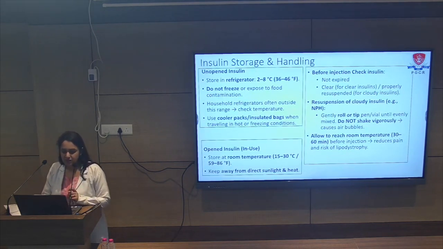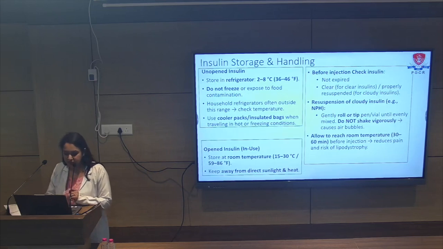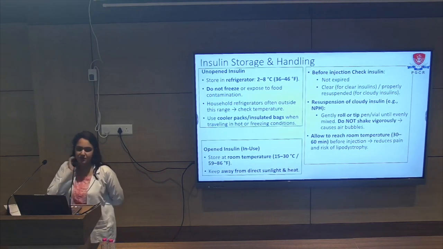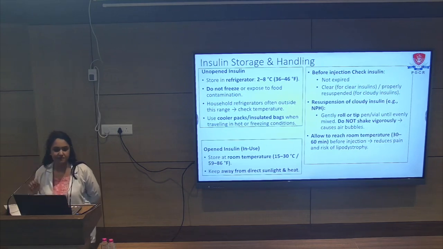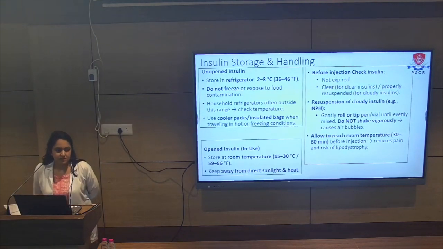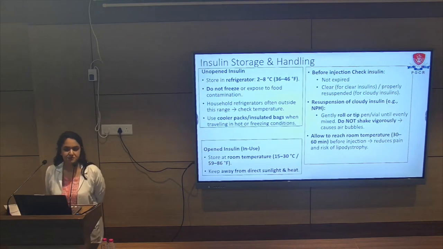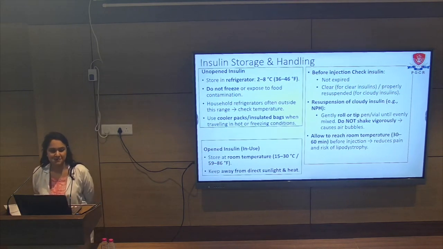We do not shake vigorously because it can cause air bubbles. Allow it to reach room temperature before injection, as it reduces pain and risk of lipohypertrophy. Again, encourage your staff to take the insulin out of the refrigerator some time before injecting. Otherwise, what happens is whenever the meal comes, you go to the refrigerator, take out the insulin and just inject it. Cold insulin is actually painful. So most of the time when patients say it's causing pain, it's because of the technical issue or the temperature issue. Otherwise, the 4 mm needle does not cause pain. So that's what we need to remember again.